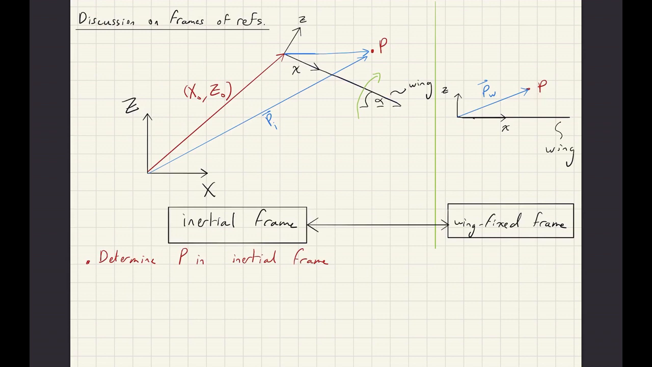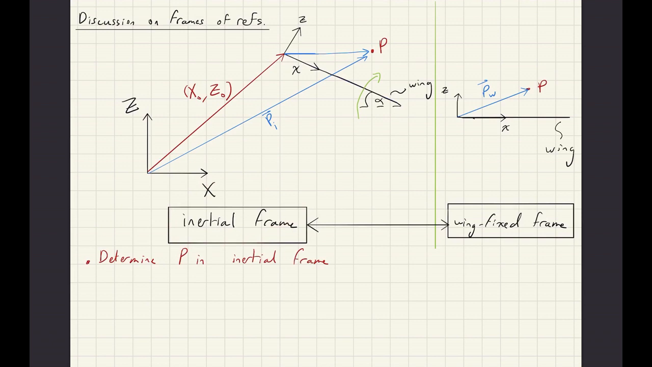And we want to determine this point in the inertial frame. The transformation between the wing fixed frame and the inertial frame has two steps. As you can see, this wing fixed frame is at an angle to the inertial frame, so it's rotated with respect to it. The first step to transforming the position P from the wing fixed frame to the inertial frame is to rotate the wing fixed frame by alpha, the angle of attack, so that it can be represented in the inertial frame.